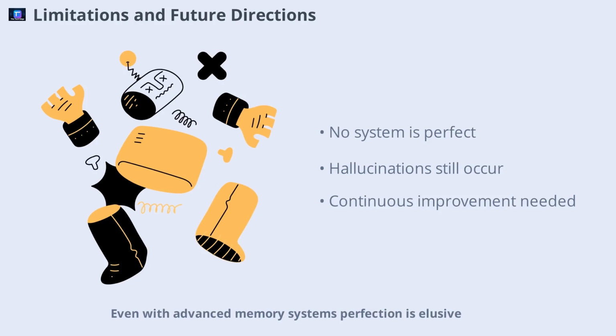Even with advanced memory systems, perfection is elusive. LLMs can still hallucinate or miss answers, and no current solution guarantees 100% accuracy. It's important to set realistic expectations and understand that memory layers reduce, but do not eliminate, these issues. As research continues, we can expect improvements in scalability, evaluation, and security. For now, experimenting with different frameworks and architectures is the best way to find what works for your application.